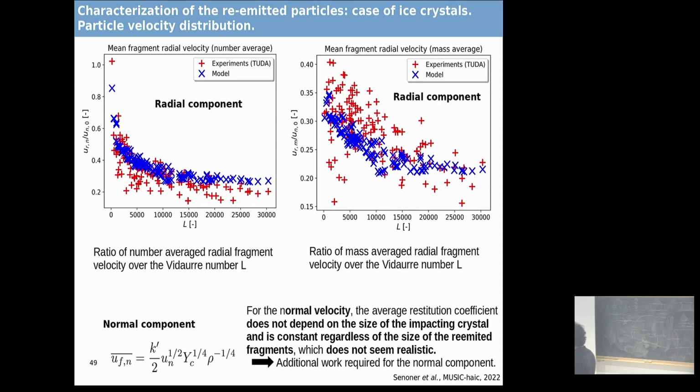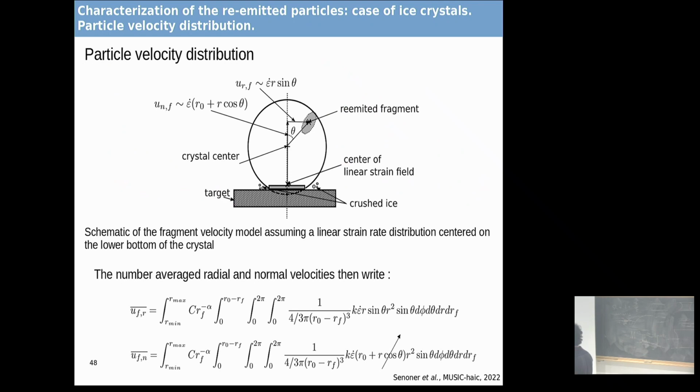And the model is in blue, the experiment from TU Darmstadt in red. So there are some things to be improved in this region here, but the trend is not that bad. This is for the radial component. For the normal one, it is the result of this integration here, okay?